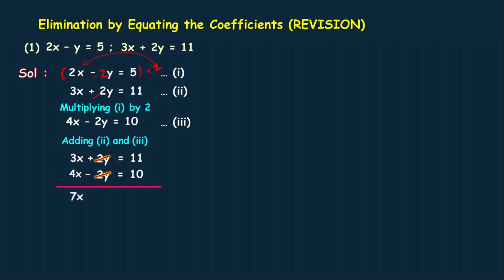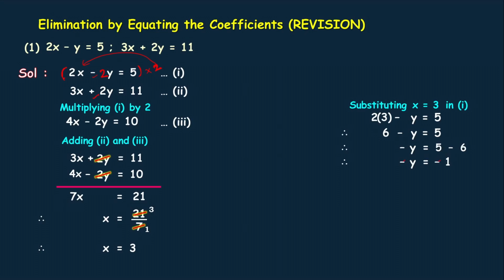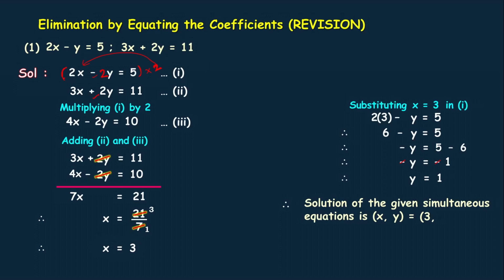So y gets eliminated now. 4x plus 3x is equals to 7x, that is equals to 21. So x is equals to 3. If x is 3, substitute in any one of the equations. I'll put it in equation 1. So if x is 3, this becomes 2 into 3, 6. 5 minus 6 will be minus 1. So minus y is equals to minus 1. So y is equals to 1 and I get the value of x and y. x is 3 and y is 1.